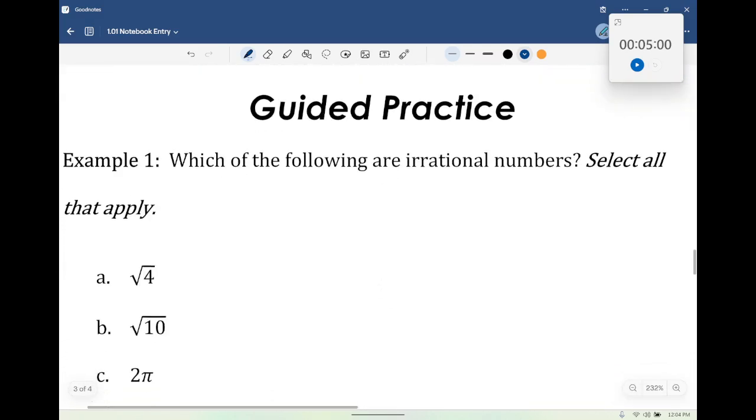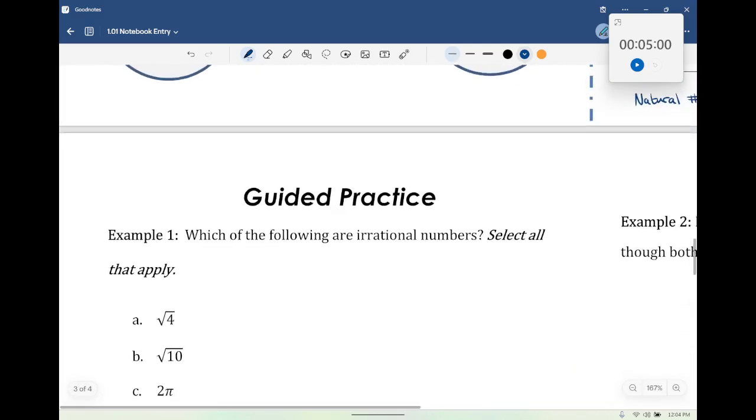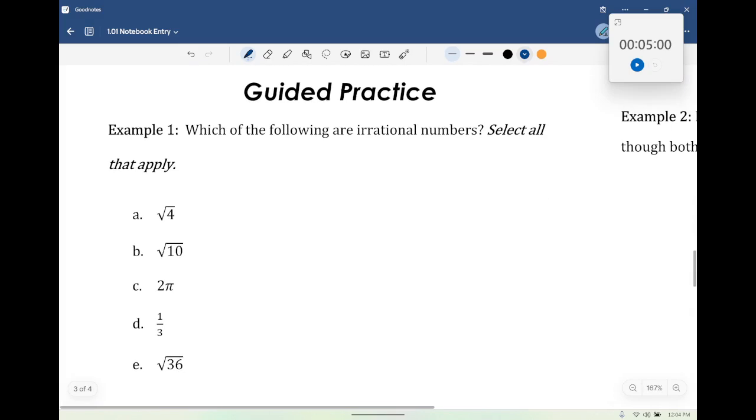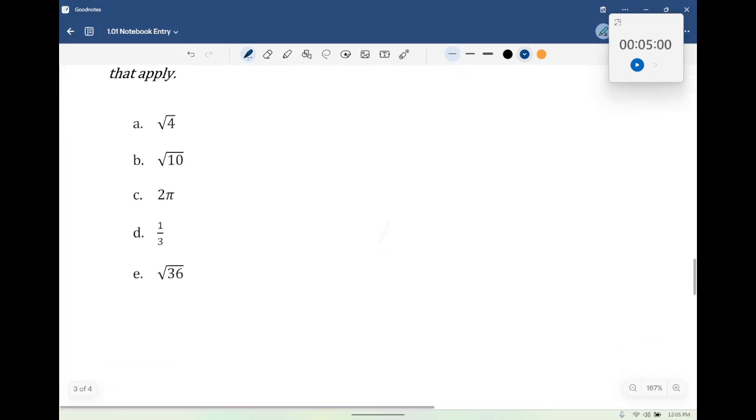All right, so on the back, example 1. Which of the following are irrational numbers? Awesome. Did we define irrational? No, right? We talked about rational. Well, irrational is, much as prime and composite are paired together, rational and irrational end up getting paired together. However, we will stamp what irrational fully means.